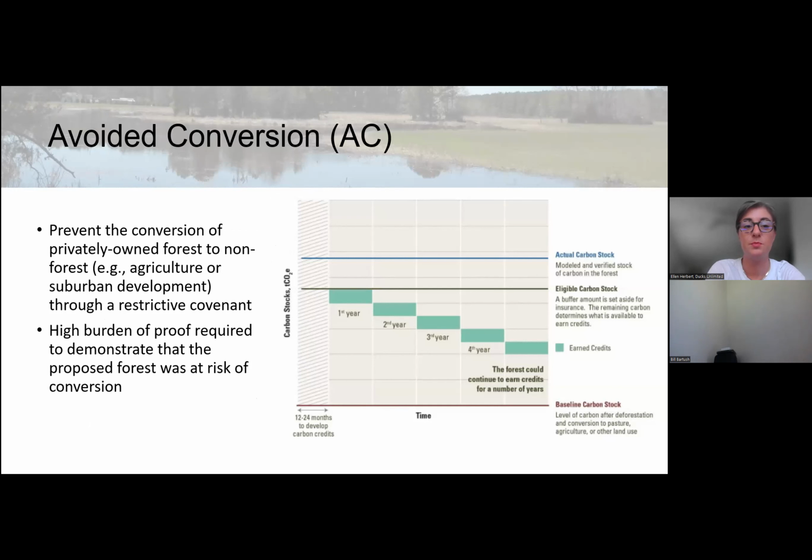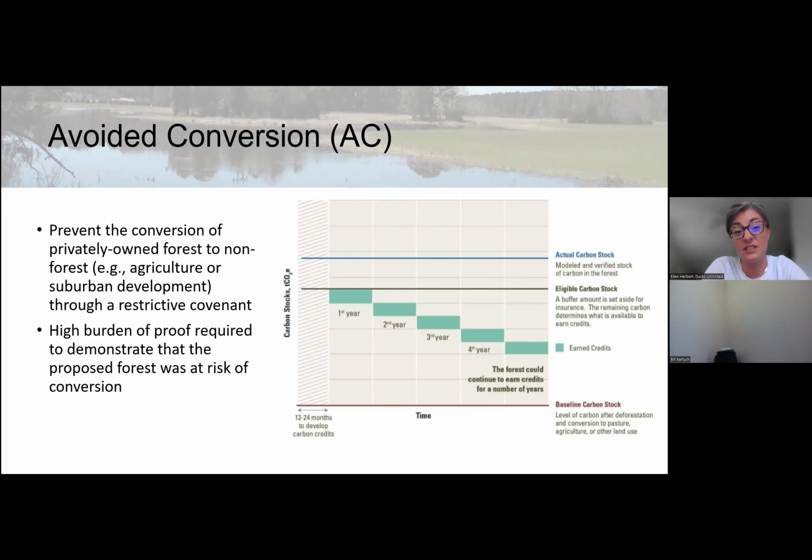And then the last and probably most easy to think about is avoided conversion. So as I mentioned, these projects are becoming harder to do because essentially you have to prove that the forest would have been converted without the intervention of something like an easement. And it's very difficult to prove that somebody would have converted a forest into cropland in practice. Sometimes you have things like rezoning, or we've had a case where a property had already had designs submitted for converting that property to a development. So there are cases in which this is possible, but it's difficult to prove. And there's a lot of scrutiny around these type of projects because of that.